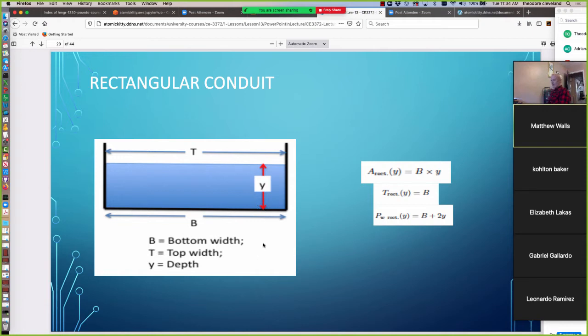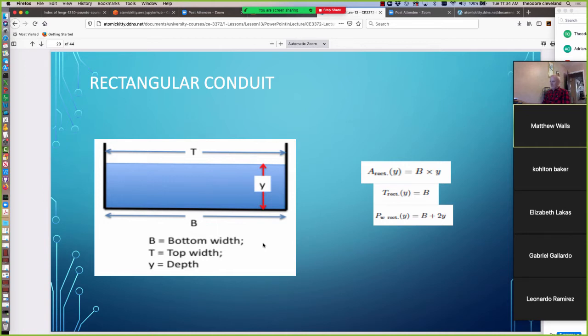If we were to calculate the area of the blue rectangle that's shown there on the display, we would see that the area is equal to T times y, the top width times the depth. But it turns out the top width is a constant. It's the constant b, so we would write the area as b times y. So area in a rectangle is b times y.